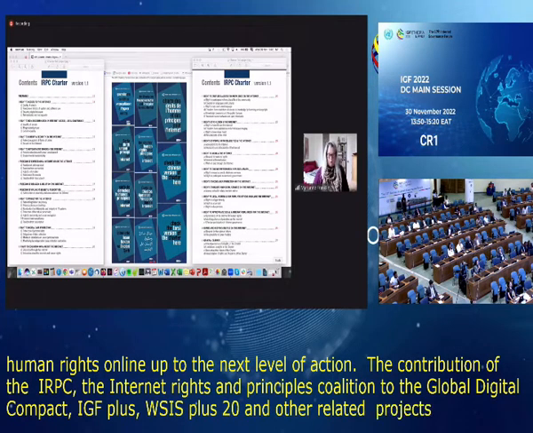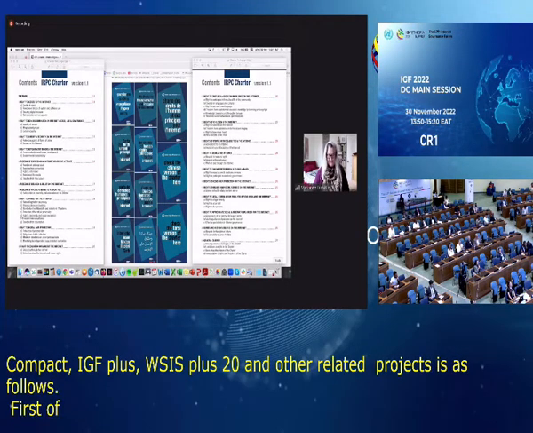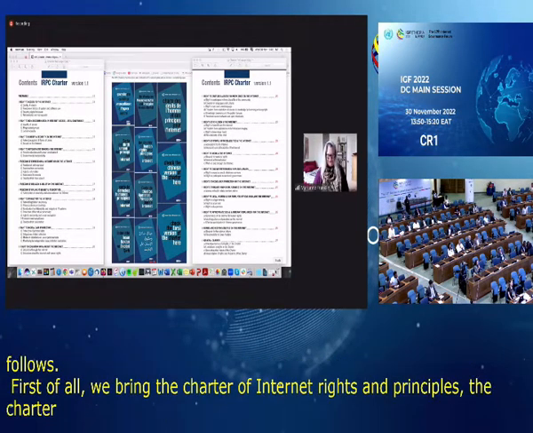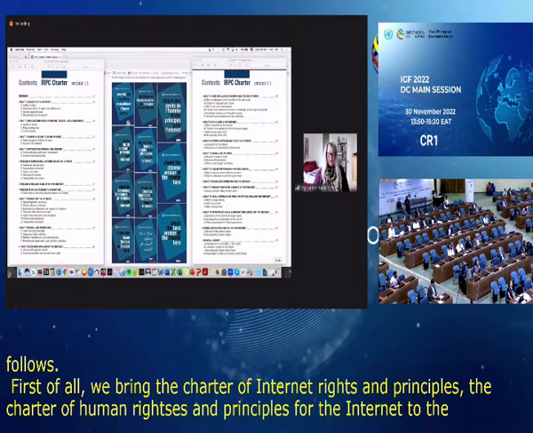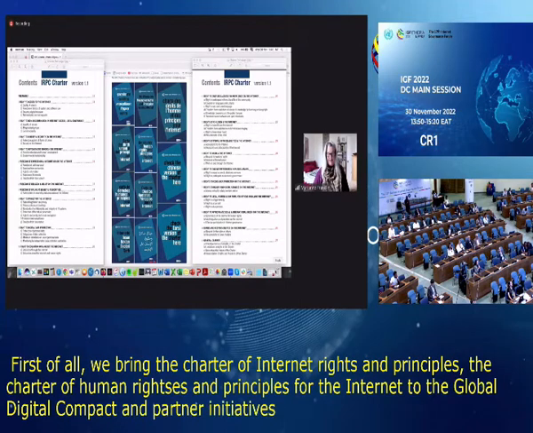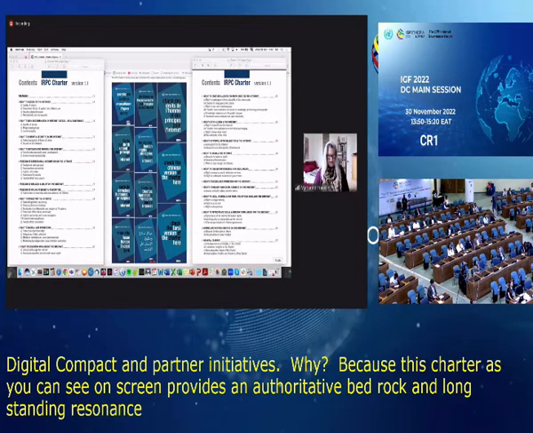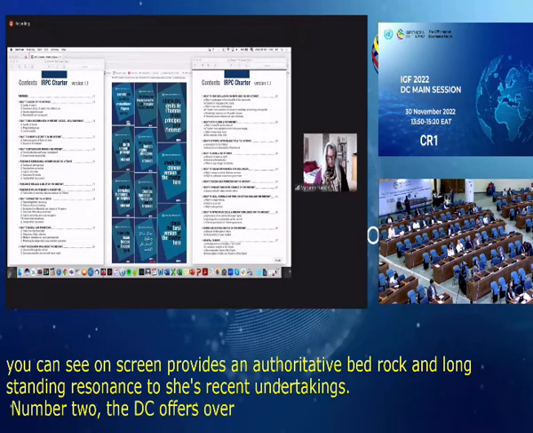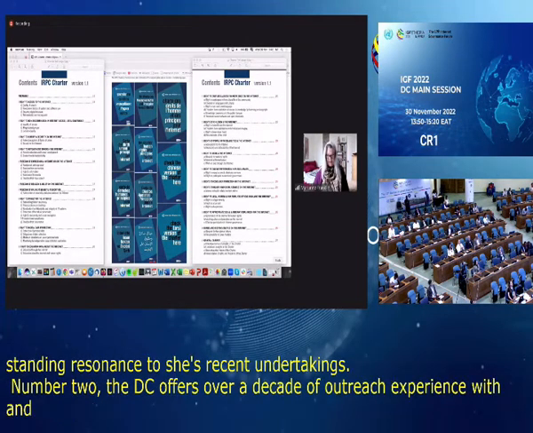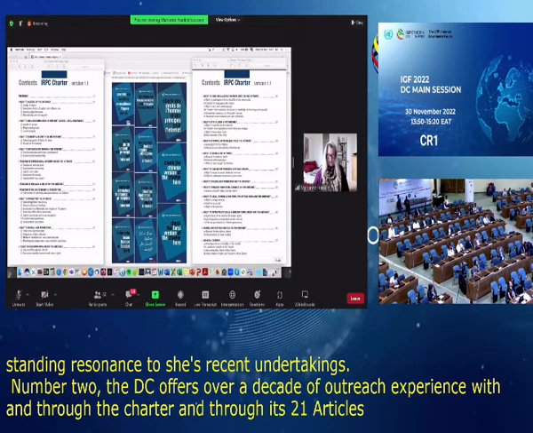First of all, we bring the Charter of Human Rights and Principles for the Internet to the Global Digital Compact and partner initiatives. Why? Because this charter, as you can see on screen, provides an authoritative bedrock and long-standing resonance to these recent undertakings. Number two, the DC offers over a decade of outreach experience with and through the Charter and through its 21 articles and the 10 principles in partnerships with governments, tech communities, civil societies.